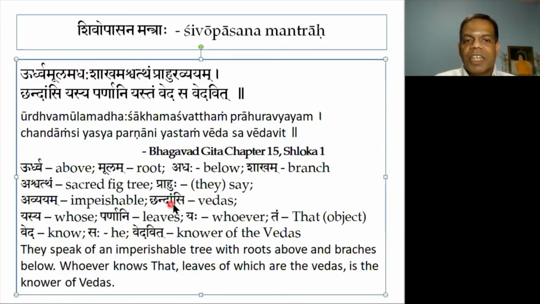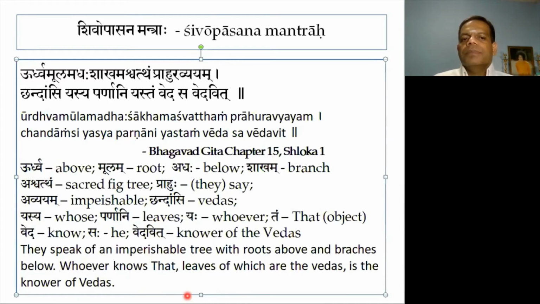Yasya parnani chandamsi, the Vedas are that person's leaves. Tam Veda, who knows that, or who knows the fact, or that object. Saha Vedavid, that person is the knower of the Vedas, a learned Vedic person. Veda is Vedas, Vit means one who knows. So they speak of an imperishable tree with roots above and branches below. Whoever knows that, the leaves of which are the Vedas, is the knower of the Vedas.